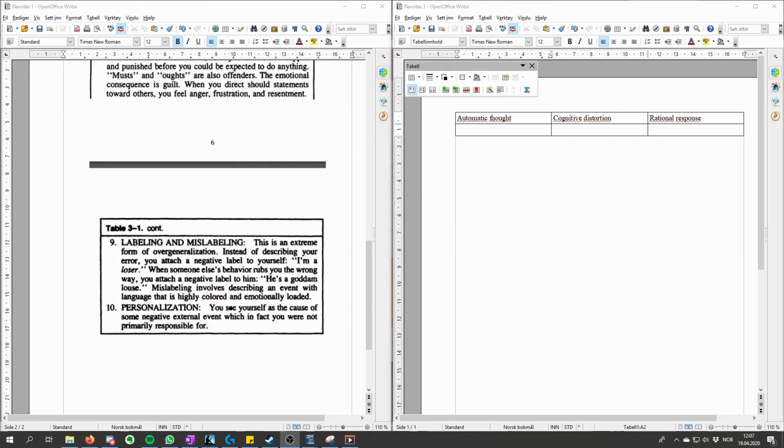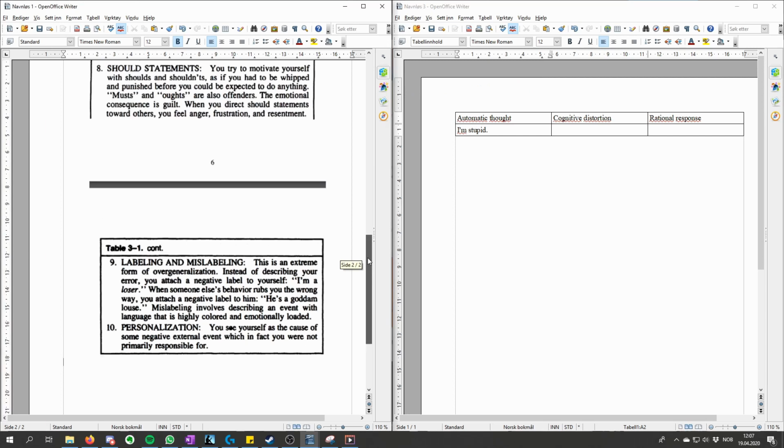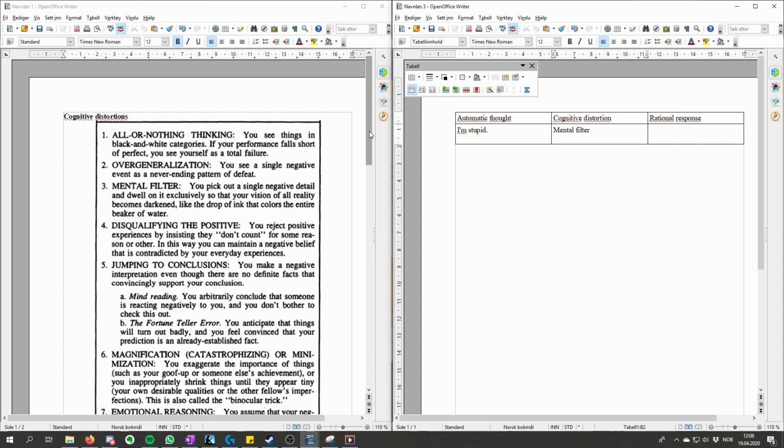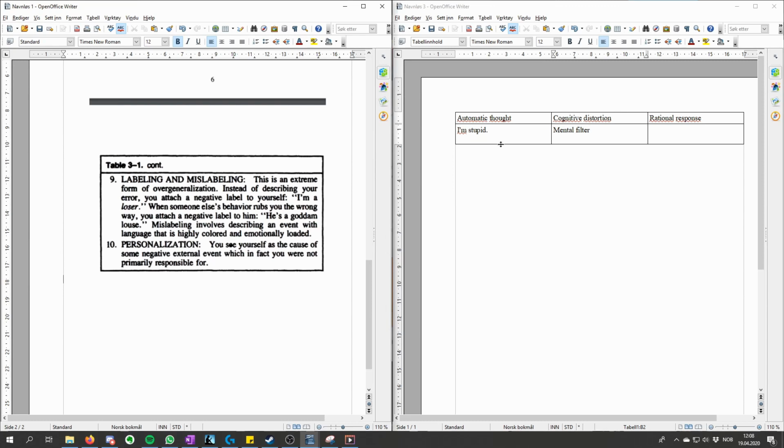Let's do an example. Here is a typical thought I get after I fail a test or fall short in some sort of performance. I'm gonna think, I am stupid. Now, let's look at what cognitive distortions are associated with that thought. The first one I will pick is a mental filter. You pick out a single negative detail and dwell on it exclusively so that your vision of reality becomes darkened, like the drop of ink that colors the entire beaker of water. I also think this thought is guilty of labeling, because I label myself as stupid.